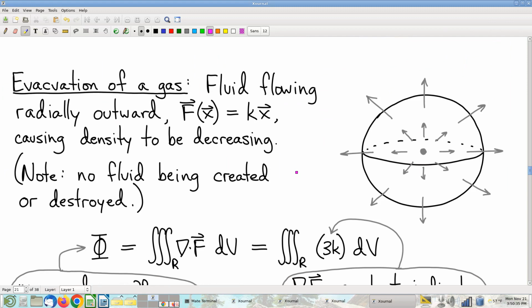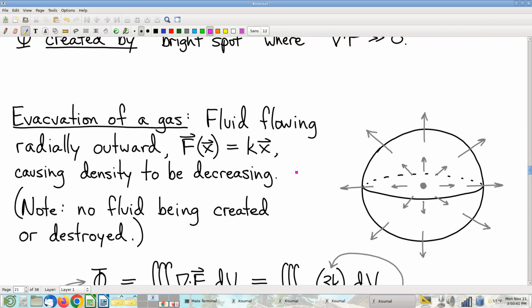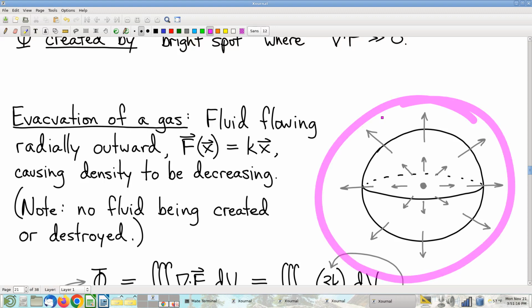Alrighty, next example. Now, here we're going to see a different kind of fluid. I want to talk about a gas, and I call this evacuation of a gas. By that, all I mean is we have a certain amount of a gas. Maybe think of it like a nebula or something out in space. And then let's suppose that the gas just starts expanding. Maybe the temperature increases, and when you increase temperature, then volume increases, and that means that the gas expands. That means that the particles of gas are going to start moving outward, something along these lines here.